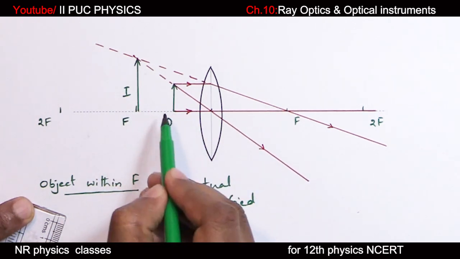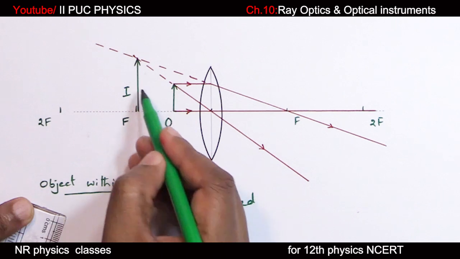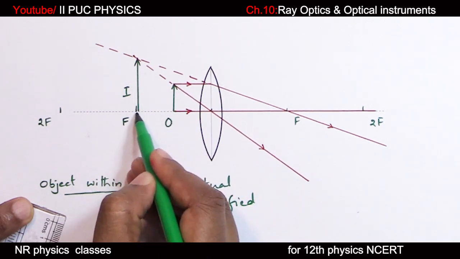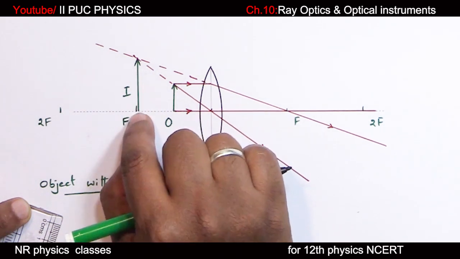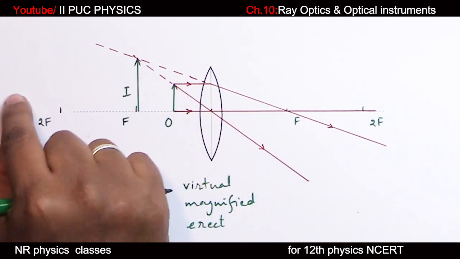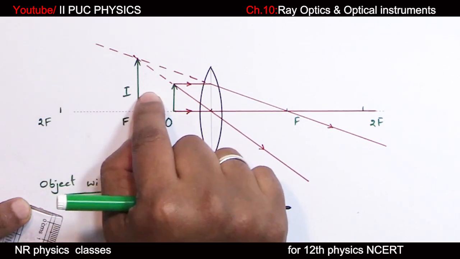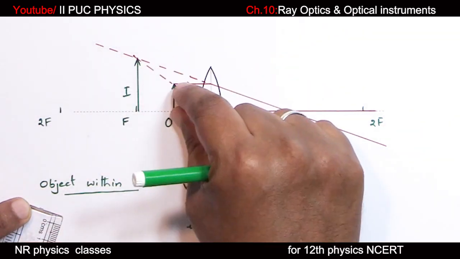Students, accidentally I am getting this image close to the focus. That doesn't mean that every time you should get image close to the focus. This image can be anywhere. Okay, image can be anywhere, but this should be bigger than this object.